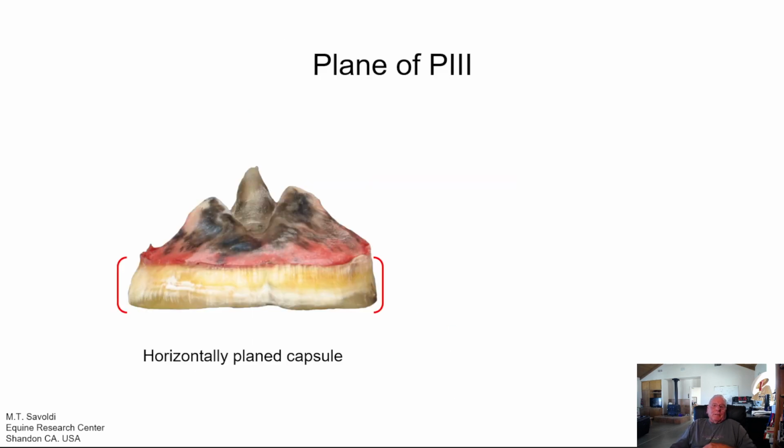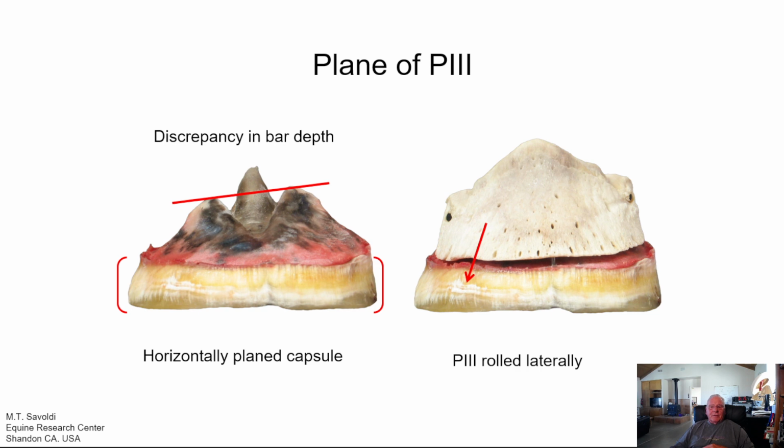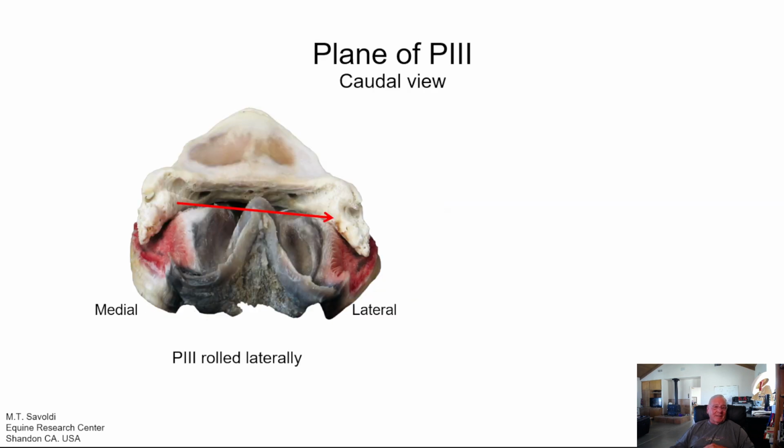So now we can put the plane of the P3 bone back on, the toe back onto this sole, and we can now evaluate what we're looking for. Here's our discrepancy in our bar depth. And the P3 bone is in a lateral roll. I'm going to show you a little bit more. Look closely. This P3 bone is in a yaw, lateral roll, and a forward pitch. See how nice it is to have verbiage?